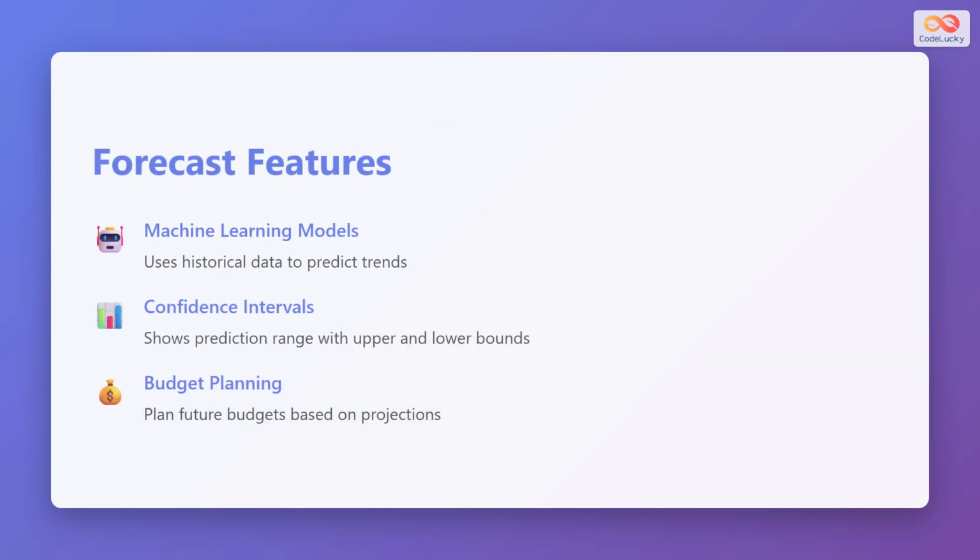The forecasting capability uses machine learning models trained on your historical data to predict future trends. It doesn't just give you a single number, but shows confidence intervals with upper and lower bounds, helping you understand the range of possible outcomes. This forecast data is invaluable for budget planning, allowing you to set realistic budgets based on projected spending rather than just historical costs.